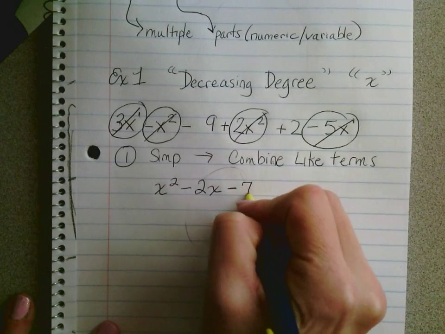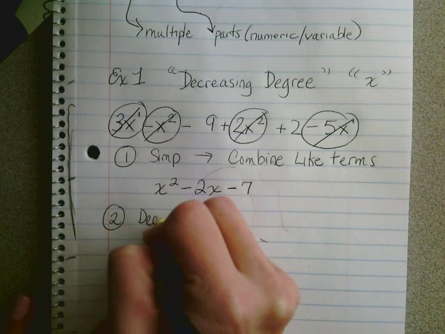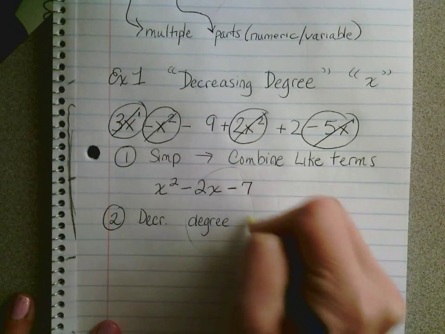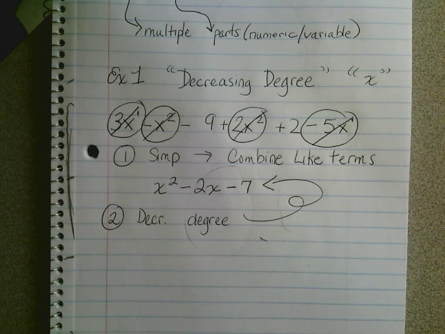Negative 7. Okay, so step 2, decreasing degree, I already did it. That's just how I do these. I automatically do it as I combine them. Amber, are you good so far? How about you guys over there? So far, so good? Yeah, this isn't too terribly difficult.